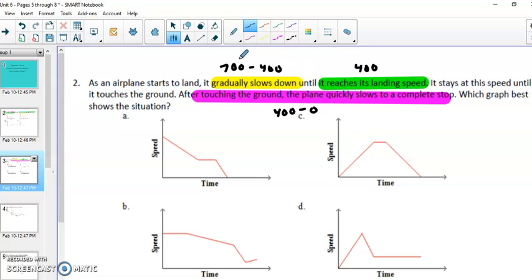So let's think. Our plane is slowing down. So which of these is slowing down? Well, it's not these two. It's not C or D, because those are both speeding up. So let's look at these two graphs. We gradually slow down. And then we said, remember, we're going to be at a steady pace for a while. So take a look at graph A. We gradually slow down from like 700 to 400. Then we stay at 400 for a while, but then we hit the brakes, and until you reach that stopping point, can you take off your seatbelt? We get to 0.